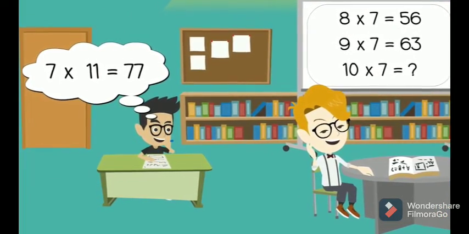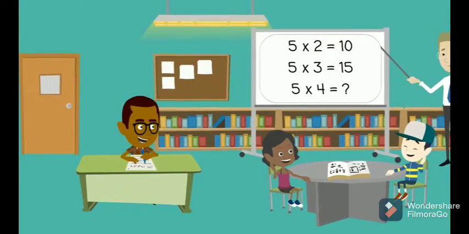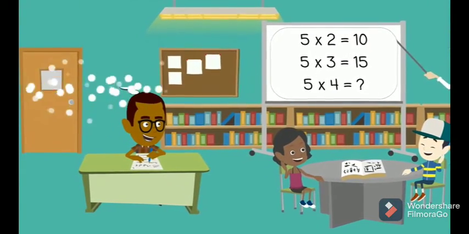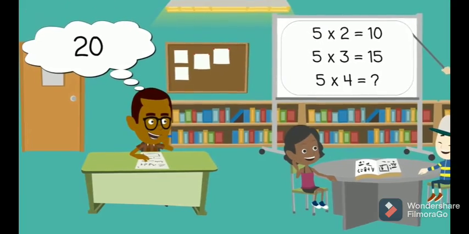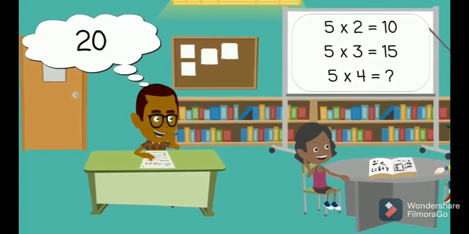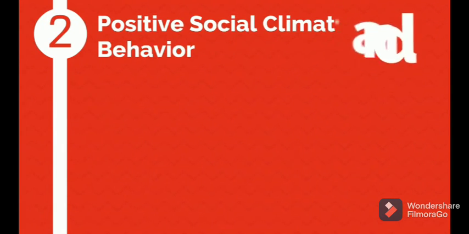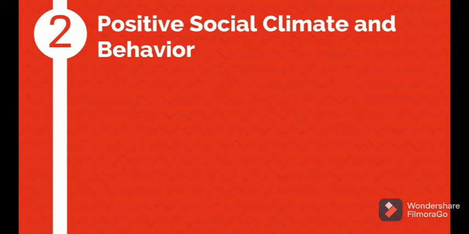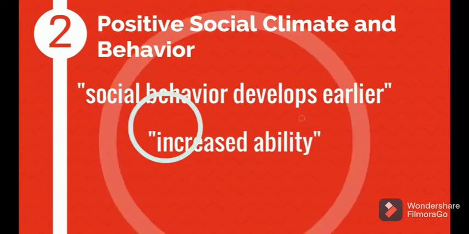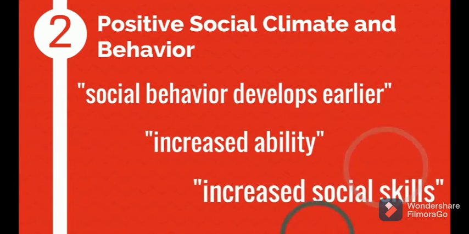There is also a benefit for the older students. These students who may have struggled with multiplication will overhear the lessons being taught to younger students. This allows the older students to review and reinforce basic concepts without embarrassment. Another benefit of multi-grade classrooms is the positive social climate and behavior. As interaction with other age groups is fostered, children's social behavior develops earlier with increased ability and increased social skills.